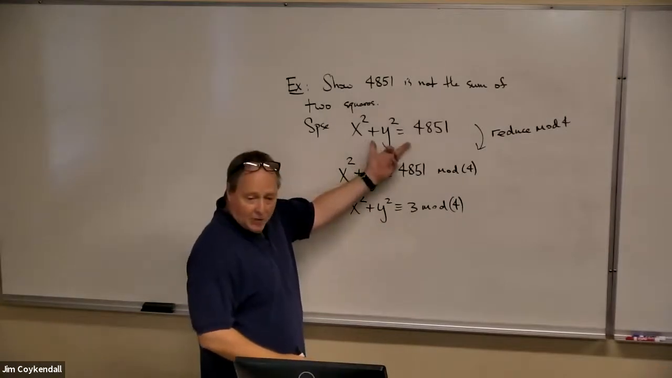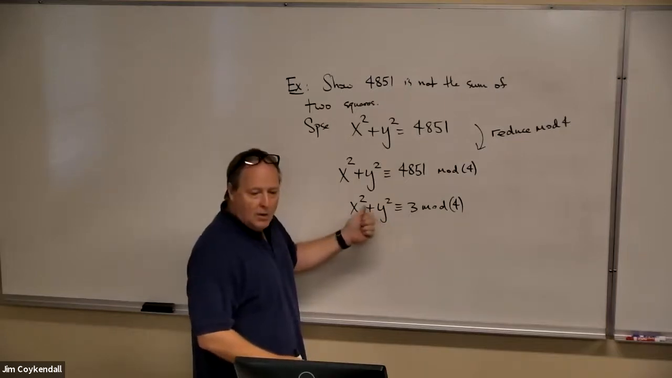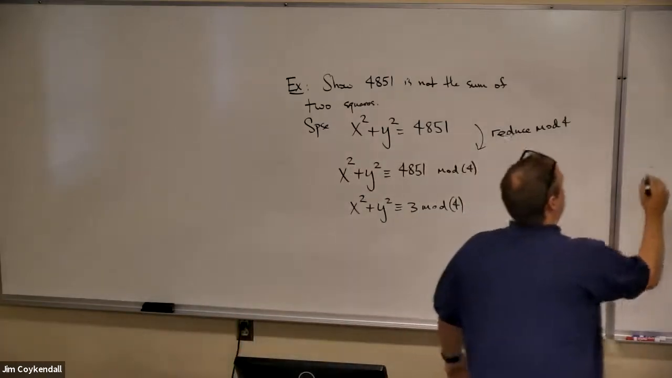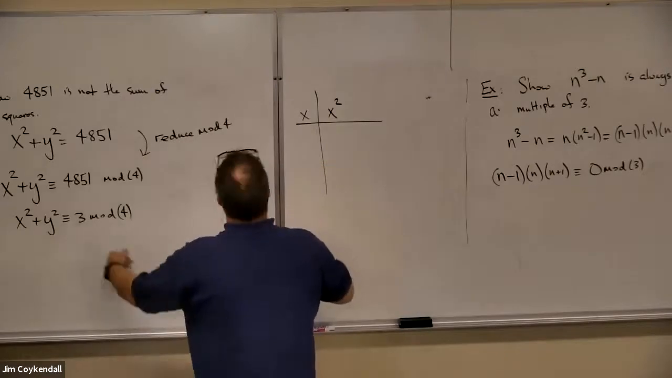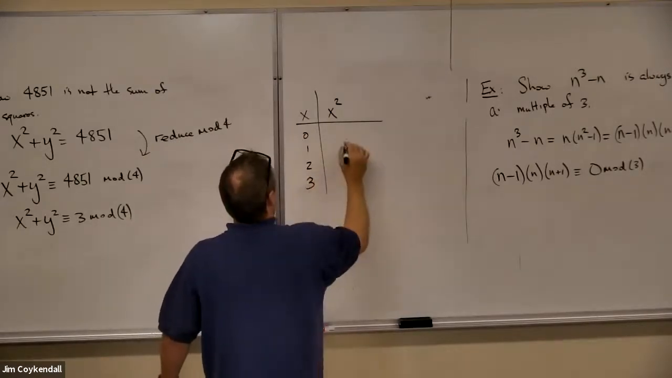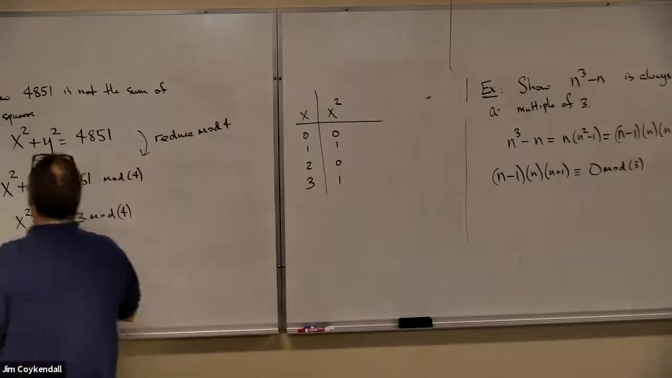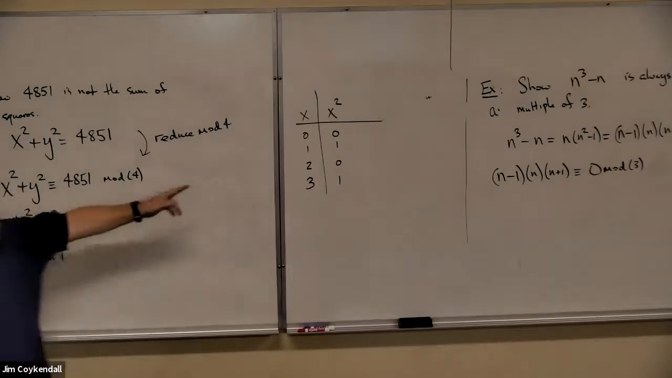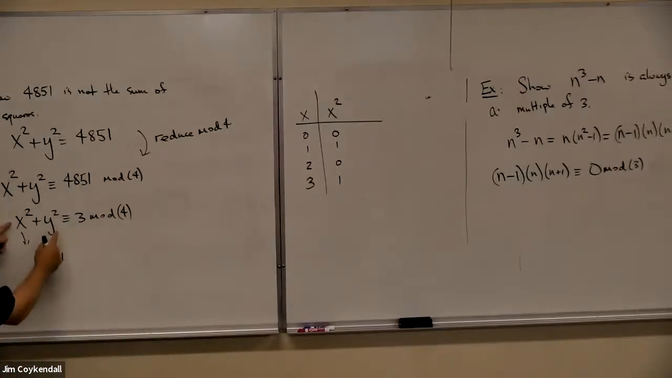Now I've gone from testing a lot to just testing a little, because x and y only have 4 possible inputs mod 4, and when we square them, it gets even smaller. If you look at x and x squared mod 4, the squares are 1 and 0. So each one of these can only be 0 or 1, because all squares mod 4 are either 0 or 1. A pair of zeros doesn't work, a 0 and a 1 doesn't work, a pair of ones doesn't work. No solution.